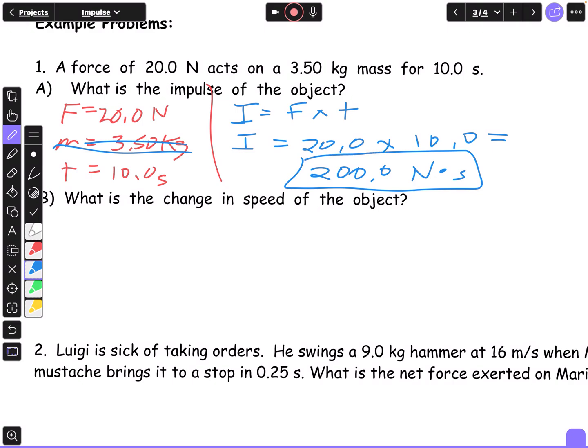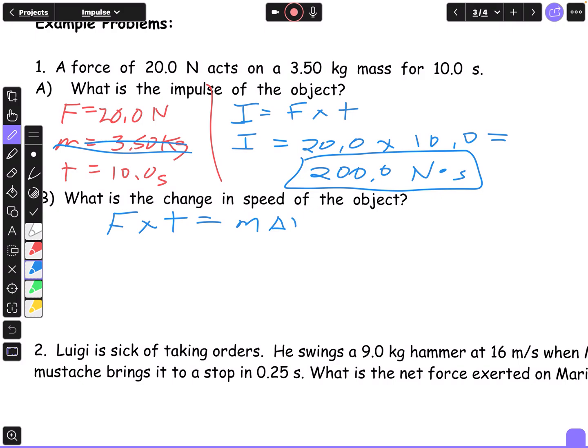Or I could have said kilograms times meters per second, which would have been fine. Next, part B says, what's the change in speed of the object? For my change in speed, it is VF minus VI, or delta V. I would need to use probably the momentum impulse theorem.